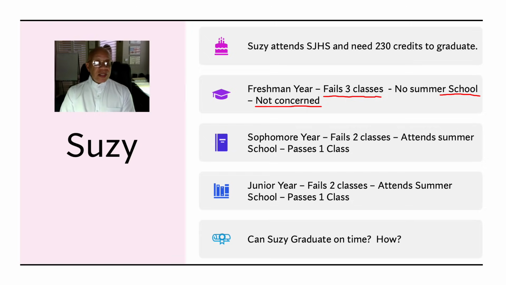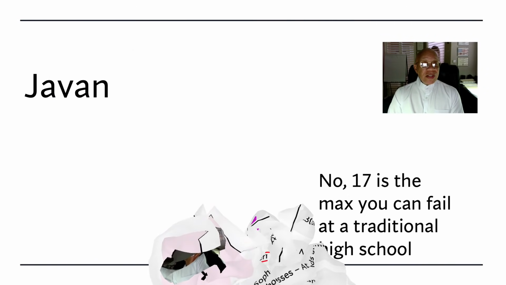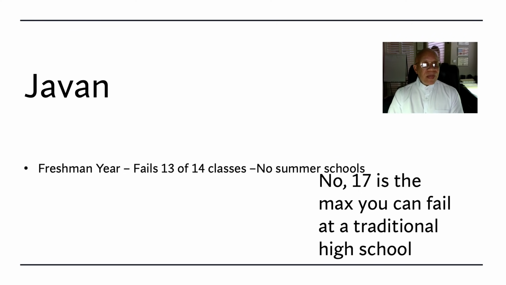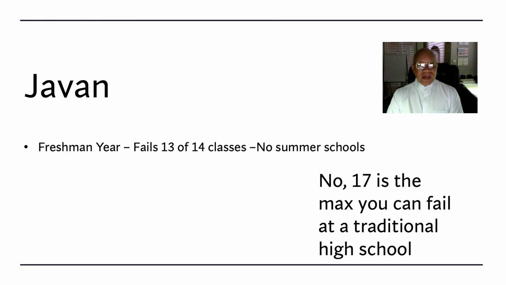Let's take a look at another student. The student's name is Javon. Let's take a look at old Javon. He was a hot shot. Let's see what Javon did. So Javon, his freshman year, he failed 13 or 14 classes. Whoa, how can he fail 13 or 14 classes? Wait a minute. He's taken 14 classes. How did he do that?